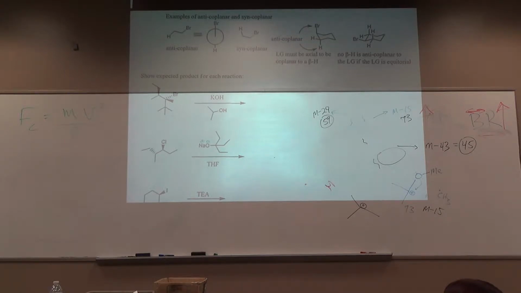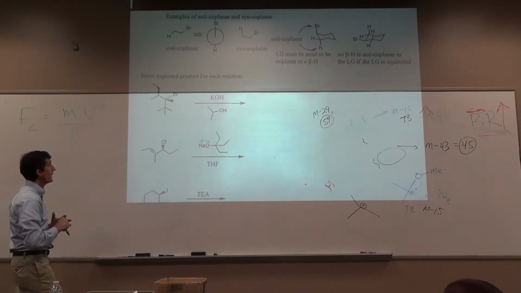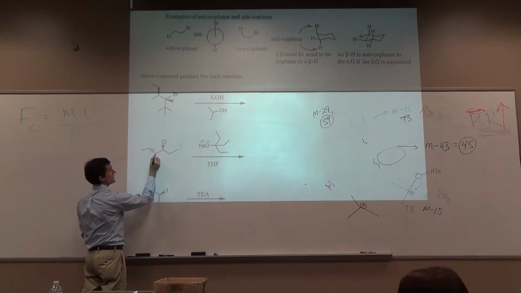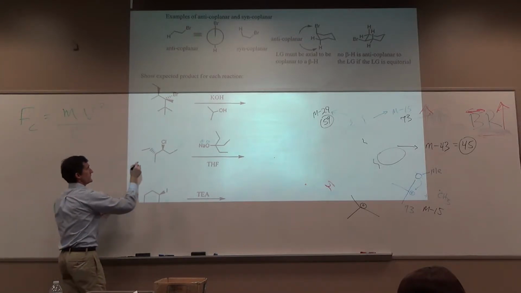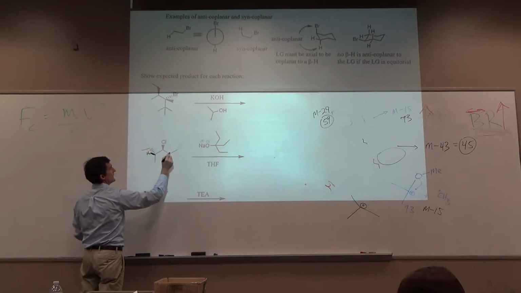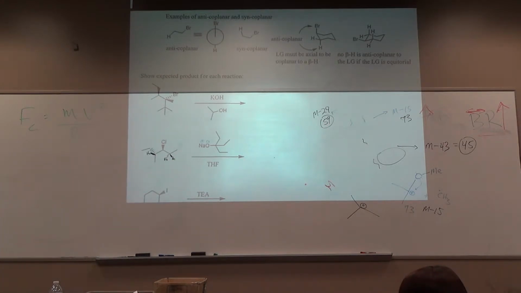Okay, knowing it's E2, what type of product are we making? What functional group are we making? Making an alkene, okay? Beta hydrogens: there's two here, there's one here. That one here is bolded. We'll call that A. And then you've got two here, of course, one is bolded and one is dashed. We'll call that B and C. Which H do you think will be abstracted? A? B?